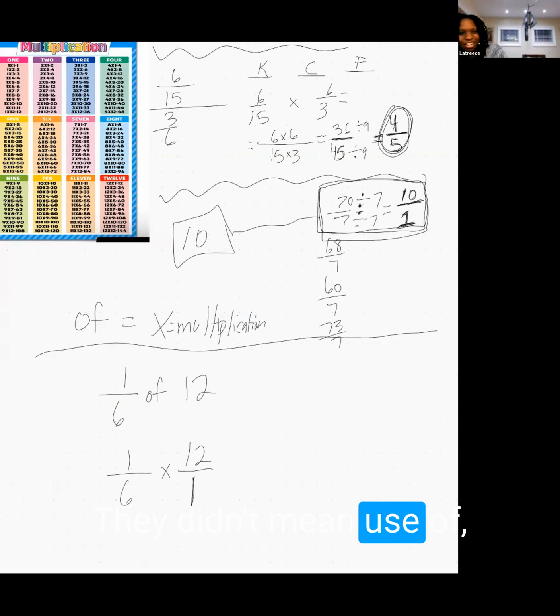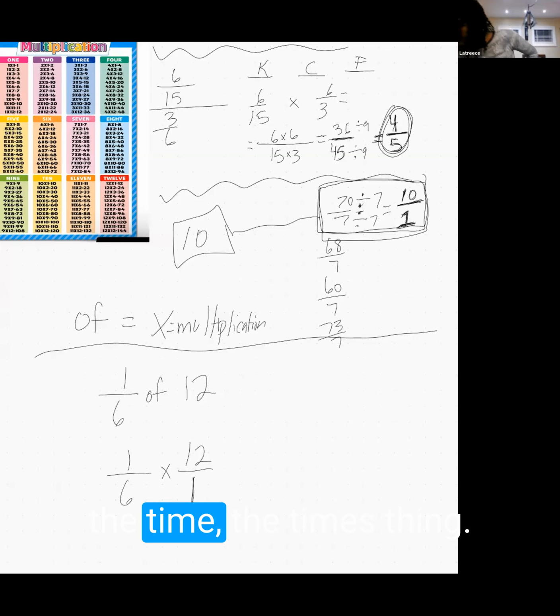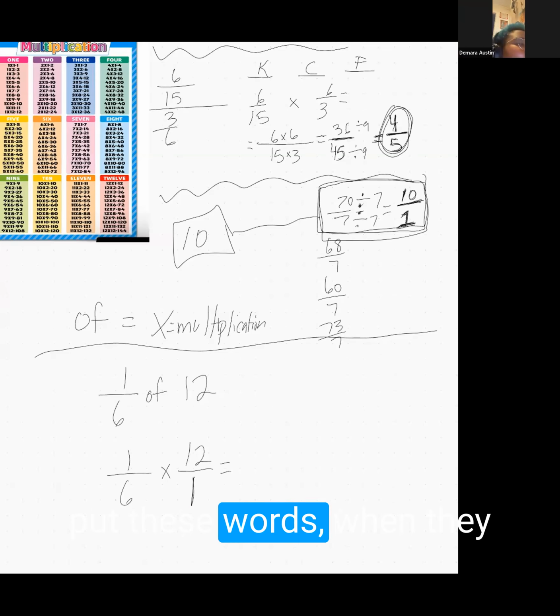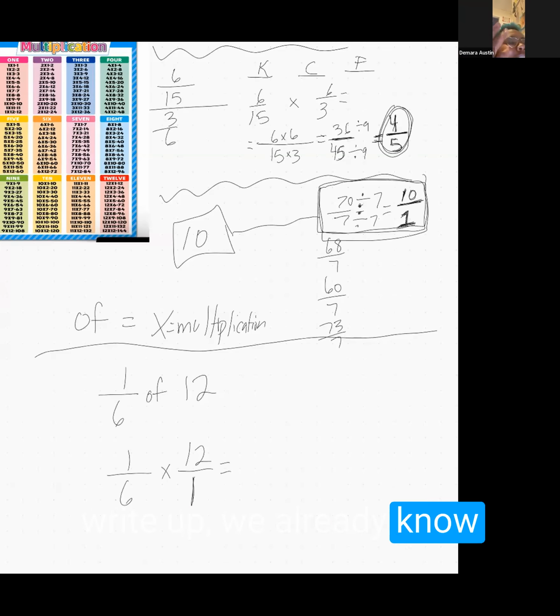They could have just used the times symbol. They get so silly in this math when they write these words. We already know what the times symbol means. I don't know why they did that.